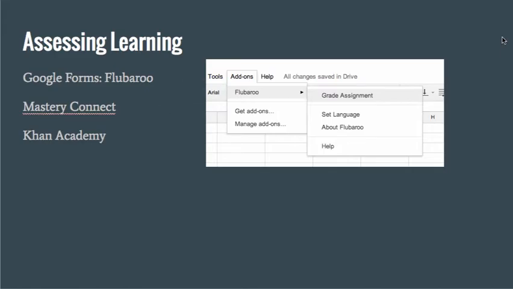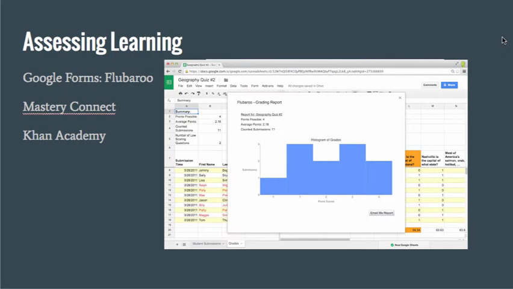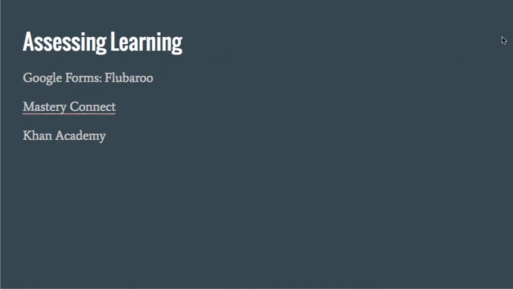But the really great thing about Flubaroo is that it auto grades things for you. So you tell it what the correct answers are, and it will grade the work that your kids did. If you make one of the questions your student's email address, it can also email the results and their grade and the correct or incorrect answers to your students, whichever one you prefer.